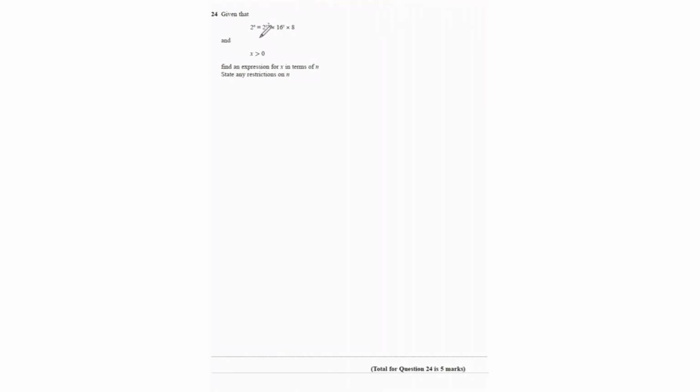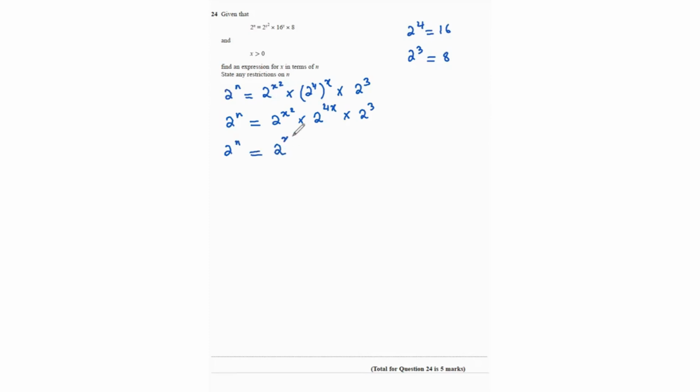Then it is given that 2 to the power of n equals 2 to the power of x squared times 16 to the power of x times 8, and x is greater than 0. We have to find an expression for x in terms of n and state any restrictions on n. So like I said before, we have to make the same base. And we know that 2 to the power of 4 is 16 and 2 to the power of 3 is 8. So 2 to the power of n equals 2 to the power of x squared times 2 to the power of 4, whole power x, times 2 cubed. So 2 to the power of n equals 2 to the power of x squared times 2 to the power of 4x times 2 cubed. Similar bases are being multiplied, so we can combine it as a single base and add the powers.